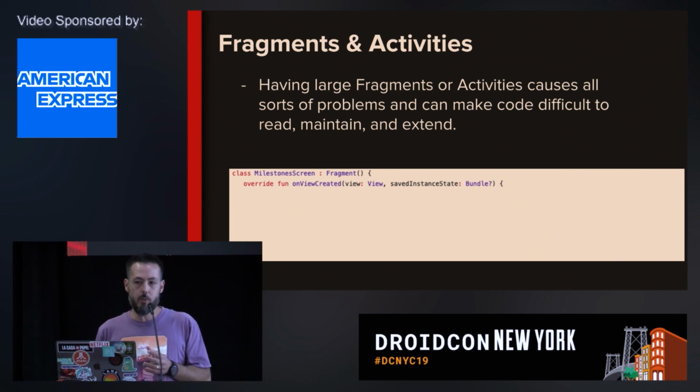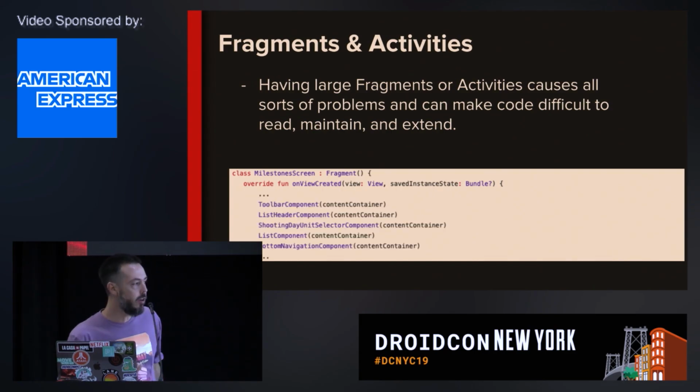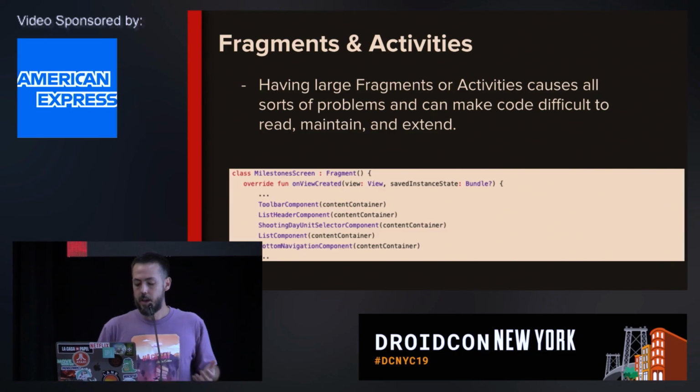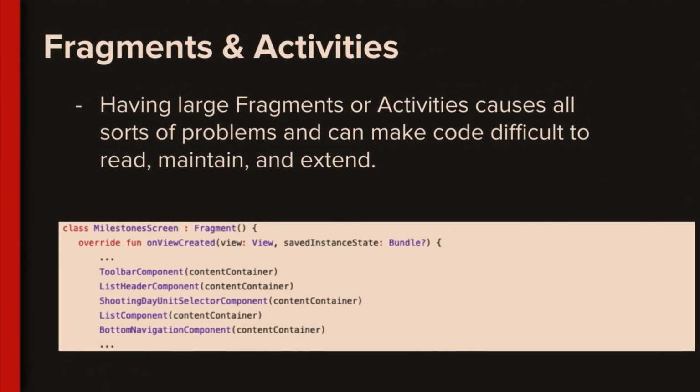So mainly what we want is for the fragment to represent a screen of your application. Ideally, what the fragment should do is instantiate a bunch of UI components. Here you can see that this screen has a toolbar at the top, a header, a selector, a list, and a bottom navigation bar.